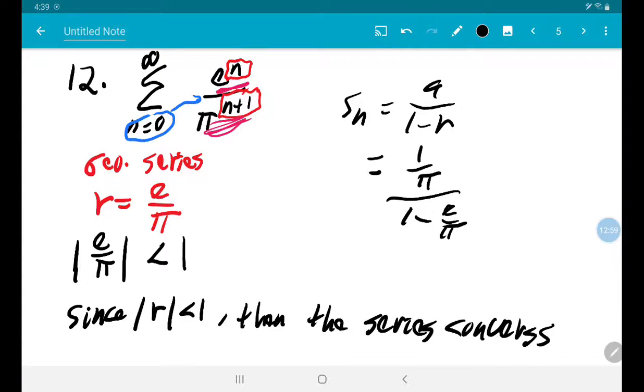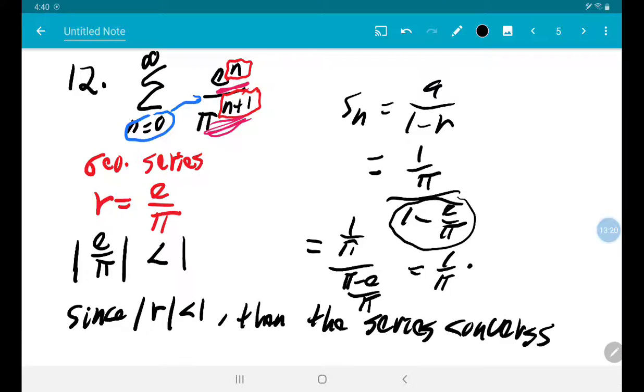Now comes a little bit of intense algebra here. First thing I'm going to do is to make this bottom have a common denominator. So I'd have to multiply that by pi over pi. That would give me pi minus e over pi. Copy, change, and flip. That's 1 over pi times pi over pi minus e. The pis are toast.